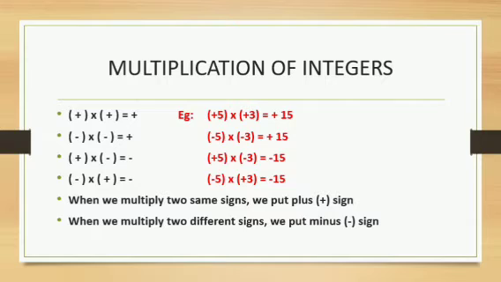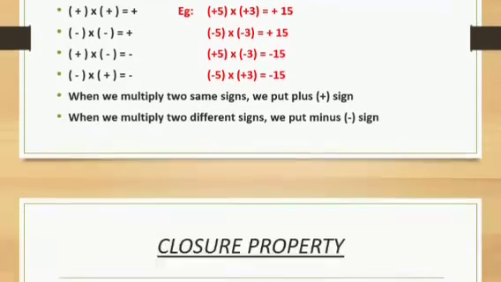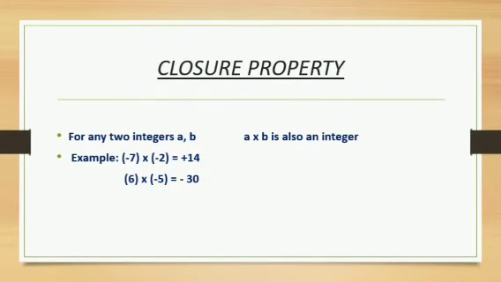Next is multiplication of integers. In this you will have four rules as we learnt in addition of integers. Plus into plus is plus, minus into minus is plus, plus into minus is minus, and minus into plus is minus. Okay, as we learnt in the addition. When we multiply two same signs, we will put plus sign. When we multiply two different signs, we put minus sign. As we did for the addition of integers, the same thing will be applied, but while using the numbers it will differ.